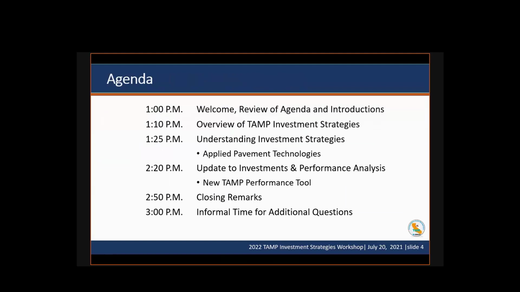I talked just generally about it, but like I said, say the first hour plus, we'll be talking about understanding these investment strategies. What are the requirements? How do we do this? And then we'll transition into this tool that was developed to help everybody do this. And then we'll close, hopefully doing closing remarks around 2:50.